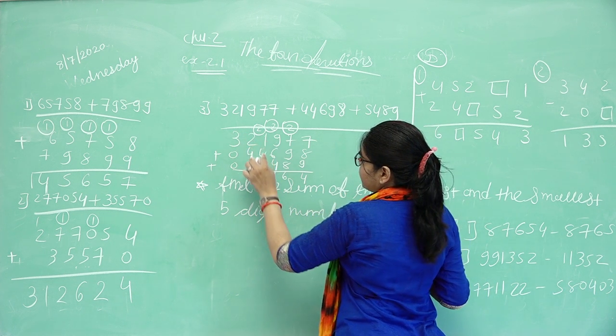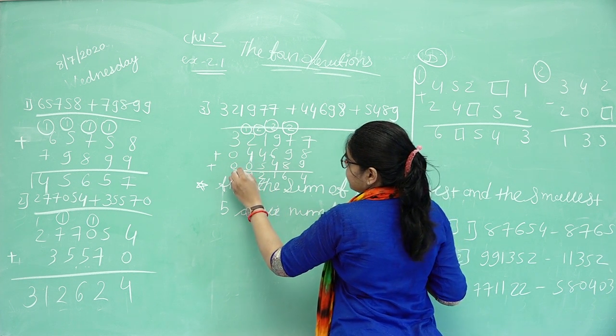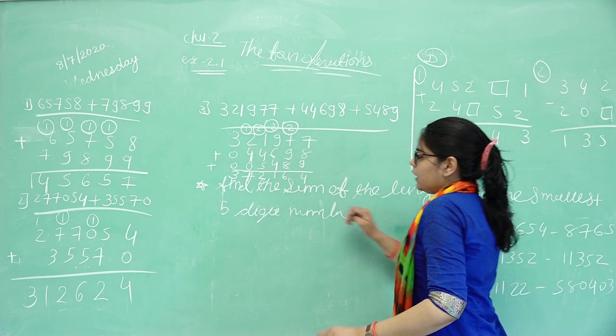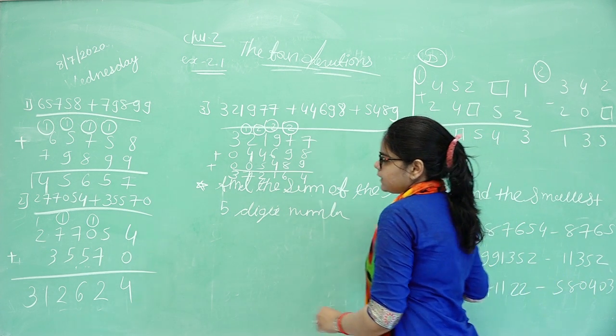4 plus 1, 5 plus 5, 10, 10, 11 and 12. 2 here, 1 carry over. 4, 5, 6 and 7. Then 3. In question B, find the sum of the largest and smallest 5 digit numbers.